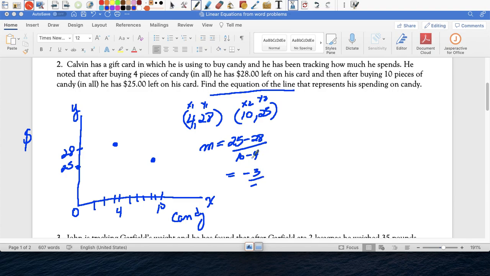Hang on a second. 10 minus 4 over 10 minus 4 is 6. So negative 3 over 6, which is negative a half. So that's my slope. I got my equation.